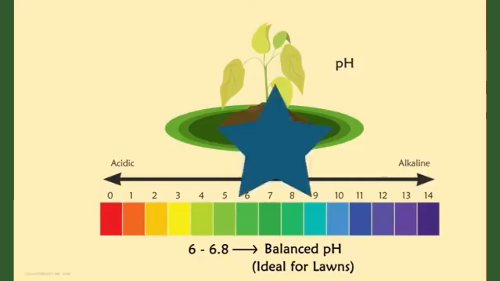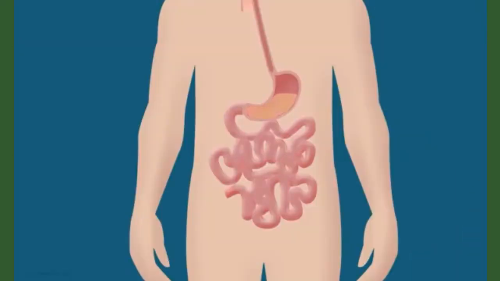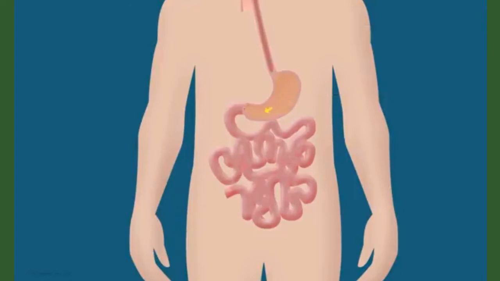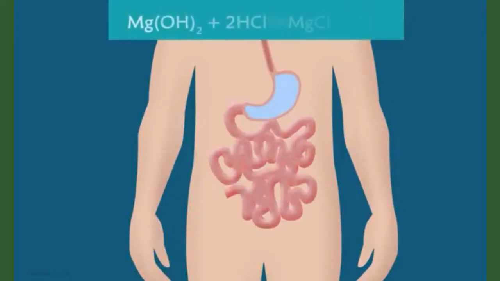By now, you should know that our stomach produces hydrochloric acid, which helps in digestion. Sometimes, if too much acid is produced, it causes pain and irritation. It can even cause ulcers. In order to treat this hyperacidity, a patient is advised to take antacid tablets or antacid suspensions. And these antacids neutralize the excess acid.